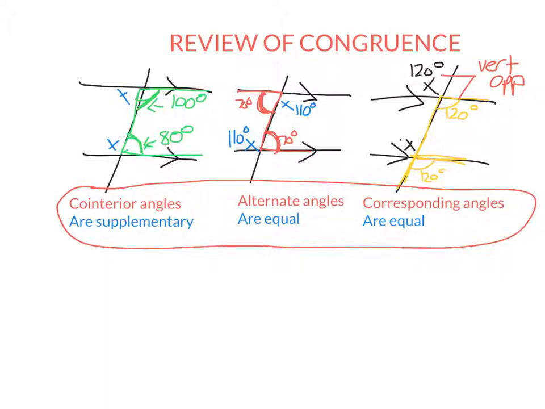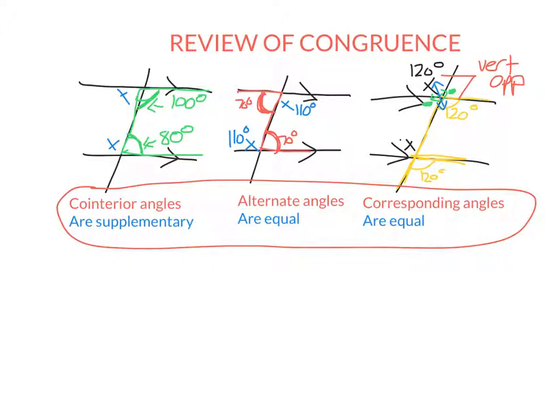The reason vertically opposite angles are equal is because that 120 degree angle and this angle here are supplementary, add to 180, but the yellow angle and this angle are also supplementary. So the only way this could work is if these two green angles are equal. By a similar argument, these two angles are equal. Vertically opposite means they're facing each other when they're standing up.